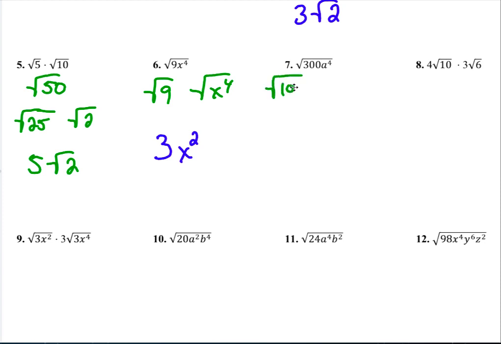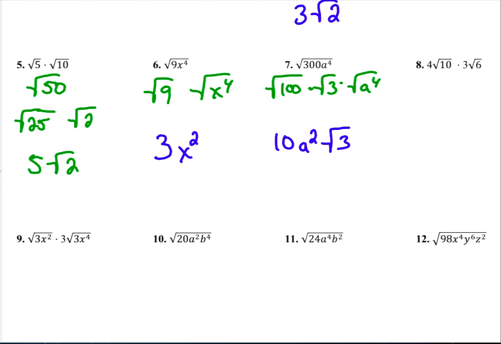So here, 300a to the 4th. So I have square root of 100 times the square root of 3, because that gives me 300. And then the square root of a to the 4th. Square root of 100 is 10. Square root of a to the 4th is a to the 2nd. And then my square root of 3 hangs out.